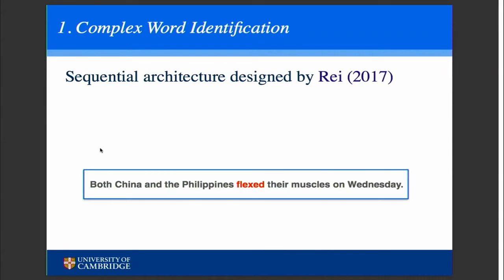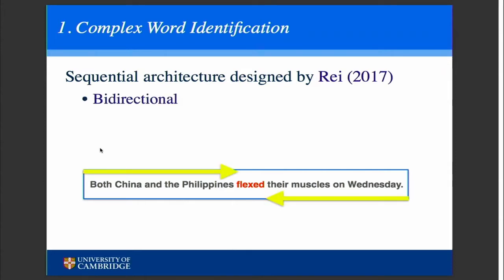And we take this data set and we train a sequential architecture, which is a recurrent neural network, to essentially predict, when I look at a sentence, is a word complex or not? And the reason that we use this architecture is it has a number of features that are very useful for the task of complex word identification.